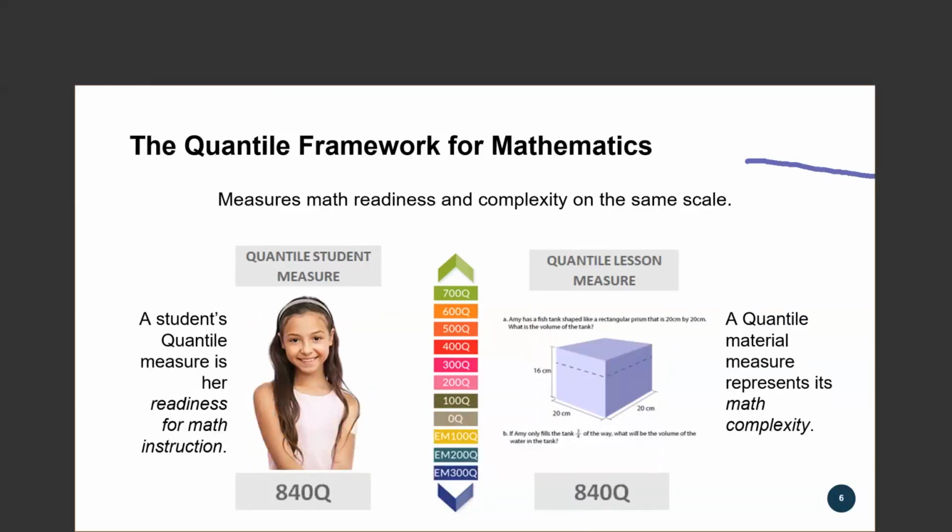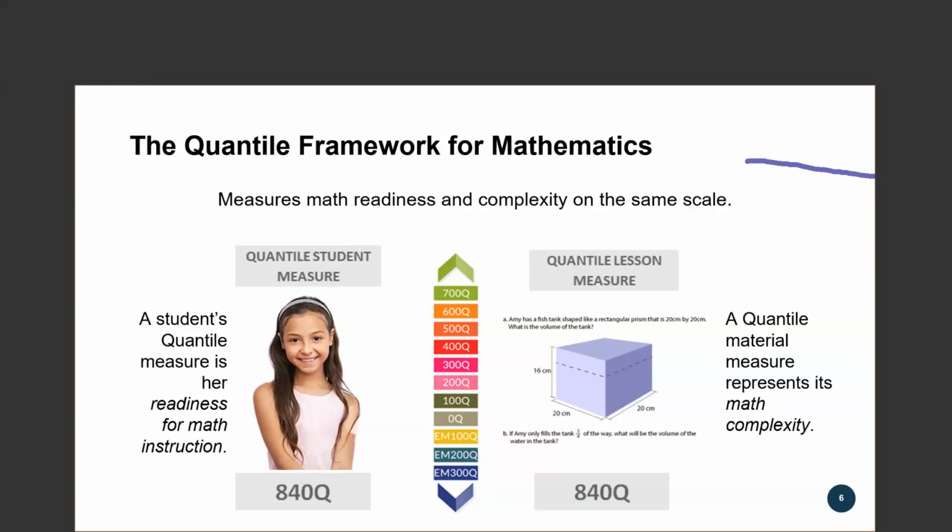Likewise, on the mathematics side, the Quantile framework does something very, very similar. Again, we're placing student ability and the difficulty of material on that very same scale. In this case, you see the example we have on the left, a student with an 840Q Quantile student measure paired with a piece of material, whether that's a video or a worksheet or an online game or whatever it may be, that also has that 840Q Quantile measure. Again, what this tells us is that we're in this child's sweet spot. This is where this child is ready for instruction.